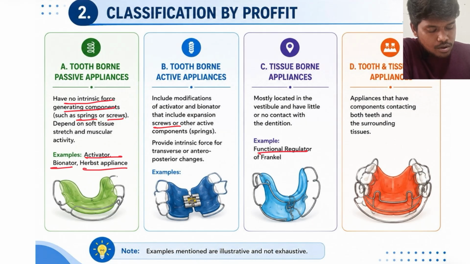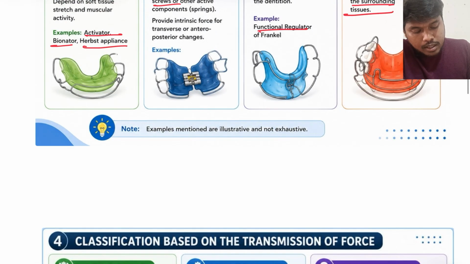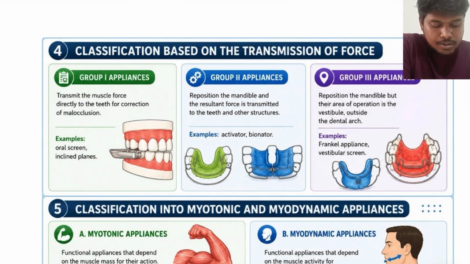Okay, now let's study the next classification based on the transmission of force. So how the force is transmitted, based on which the classification is given. First one is group 1 appliances.